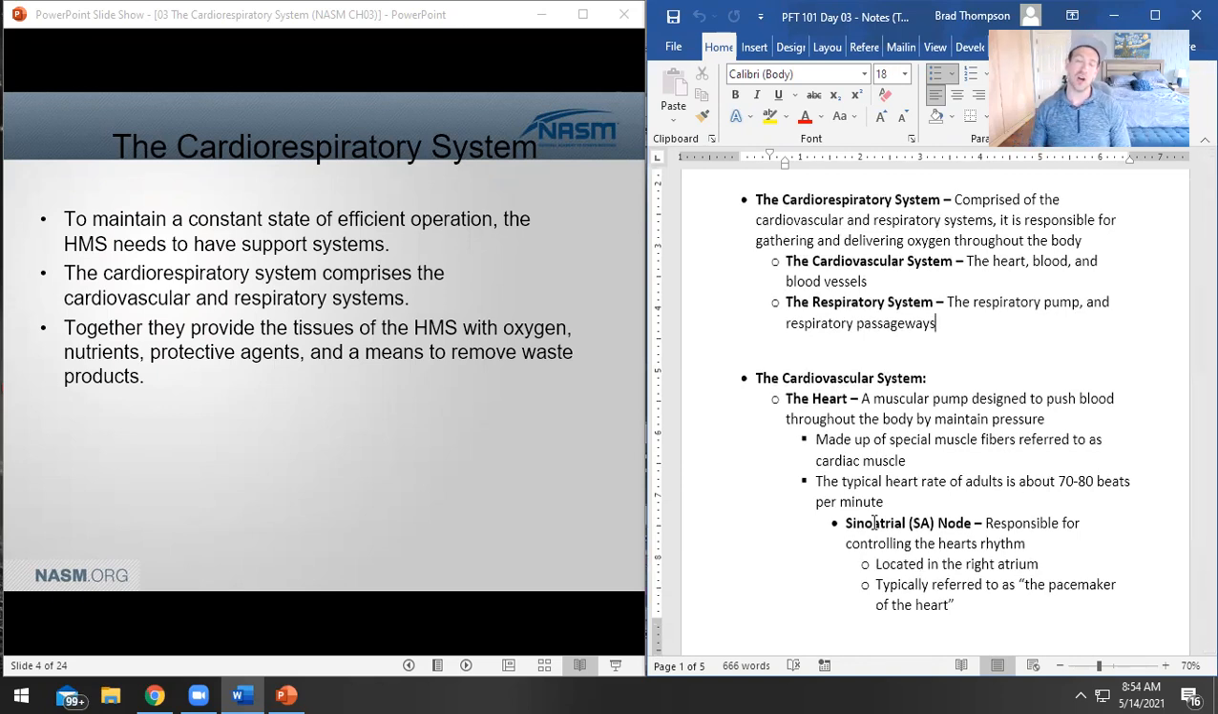Looking firstly at a broad overview, the cardiorespiratory system is comprised of your cardiovascular and your respiratory systems coming together. Like I said, it's an interdependent system where it relies on both of these other ones working. It's responsible for gathering and delivering oxygen throughout the body, right? We're lumping the heart and lungs together, but it's kind of funny because if you think about how the heart and lungs function, they're not at all similar.